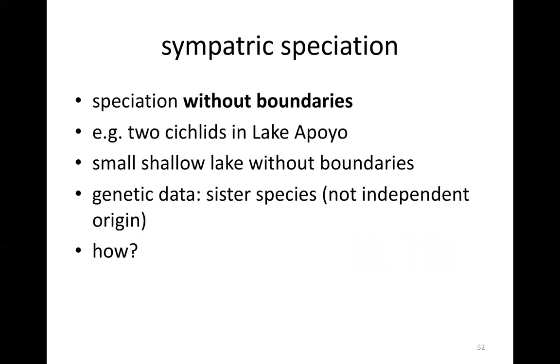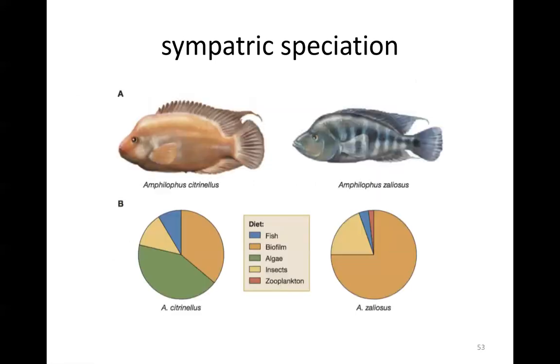And our last case is sympatric speciation. So here we're talking about speciation without boundaries, and the book has this case of two cichlids in Lake Apoyo, a small lake, shallow, without boundaries. And we have two sister species that seem to have ceased the gene flow between them, and apparently they have actually evolved from the same ancestor. They don't have independent origins. How could this be explained?